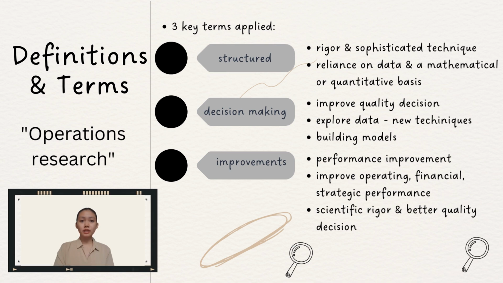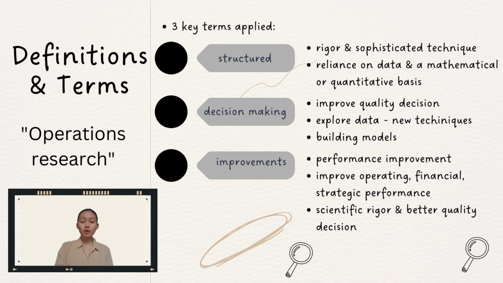Structured is a technique that focuses on using rigor and sophistication. It requires a reliance on data and a mathematical or quantitative basis. Decision making is a term for managers and decision makers to improve the quality of their decisions, to explore new data in new ways by using new techniques. Improvement is a performance improvement to improve operating, financial, and strategic performance for scientific rigor and better quality decisions.